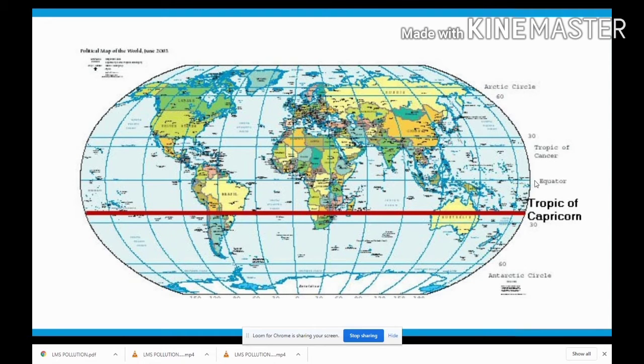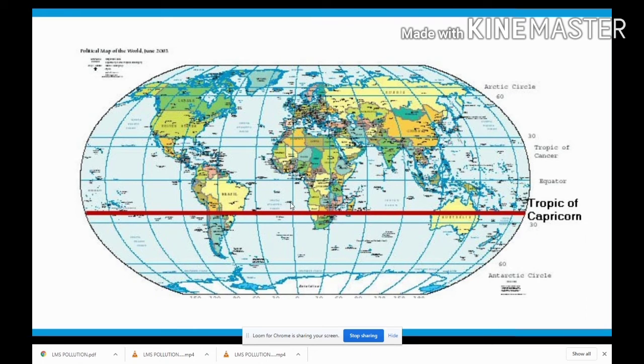This is 0 degree latitude, the equator, and from here 23.5 degrees northern latitude is called the Tropic of Cancer, and 66.5 degrees northern latitude is called the Arctic Circle. Come to this side, 23.5 degrees southern latitude is called the Tropic of Capricorn, and 66.5 degrees southern latitude is called the Antarctic Circle.